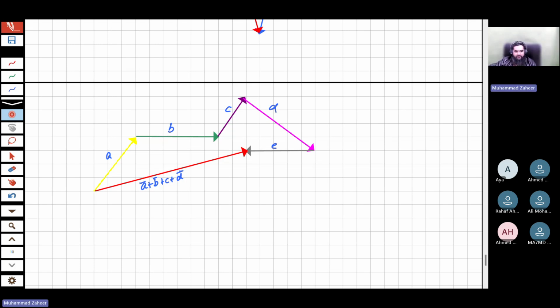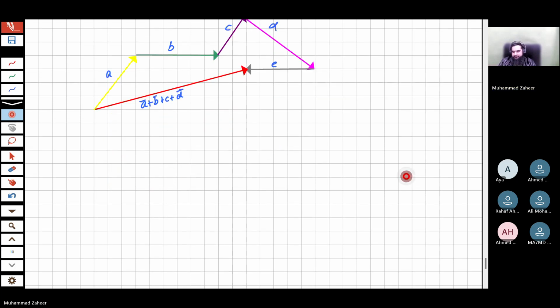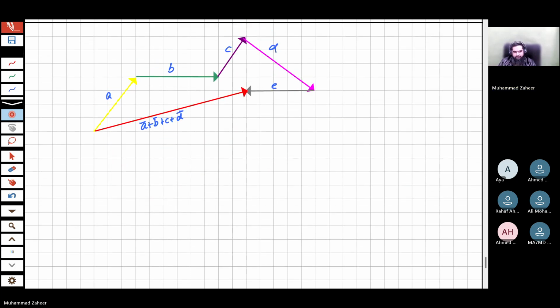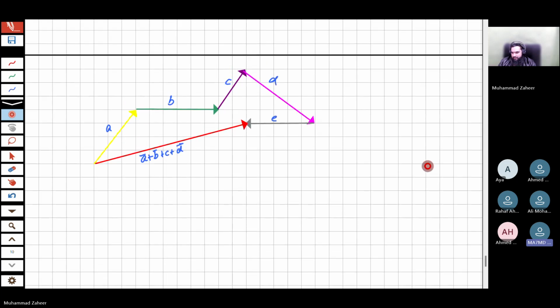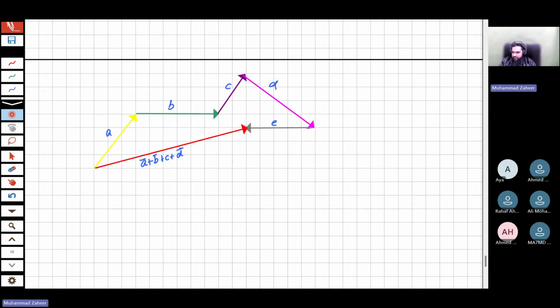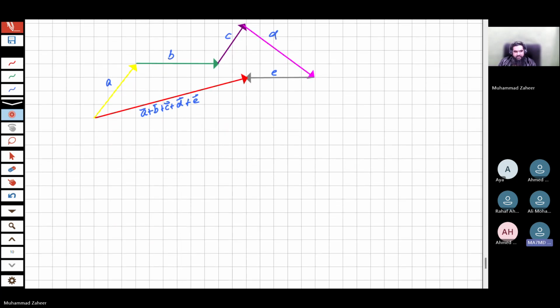Yes, anyone having a question till here about the addition and subtraction of the vectors? Mister, why didn't you add E with A, B, C, D? Oh, sorry, my bad. I thought I had. All right. Yes, no question. All right.